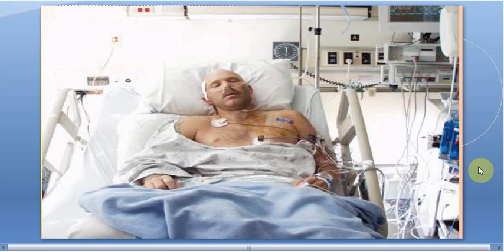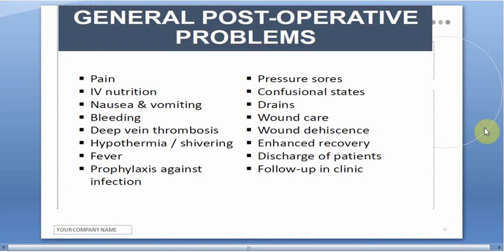So here you can see in the figure, the patient is connected to so many monitors, isn't it? Then these are some general post-operative problems. I'll just read out the names, and I'll discuss them in detail.